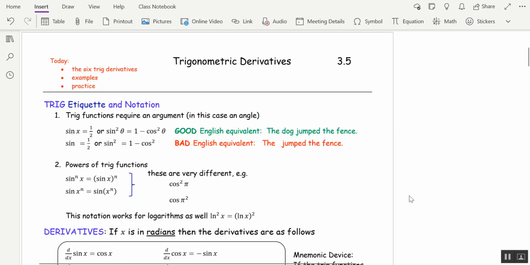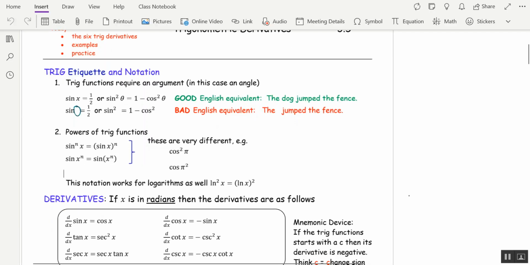Section 3.5, and we're going to talk about trigonometric derivatives today. Let's start out with some etiquette and notation. All trig functions need an argument. That means there's got to be an angle here. You can't write sine equals a half. Now, even in your head, if you're thinking sine theta equals a half, don't skip the theta on paper. So get into good habits, not bad habits.